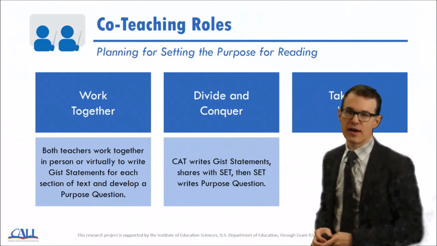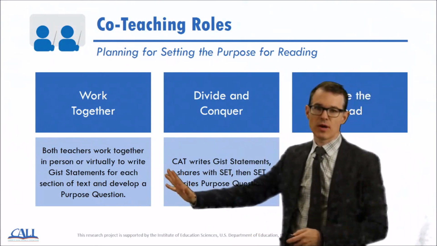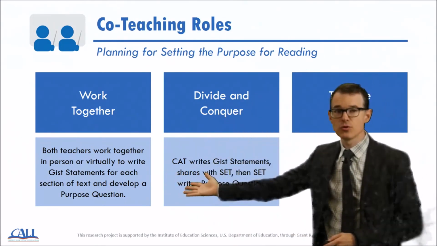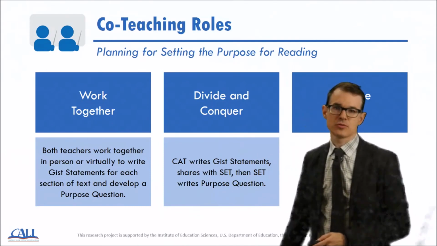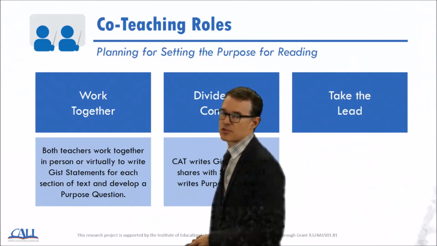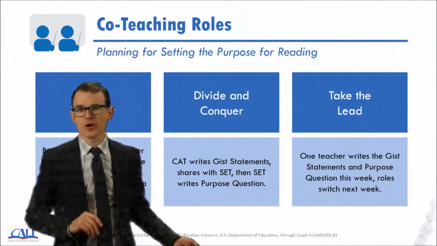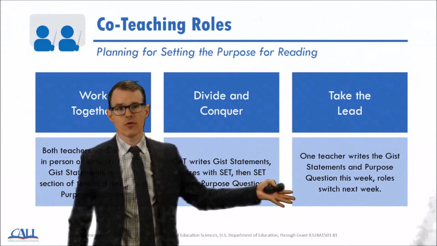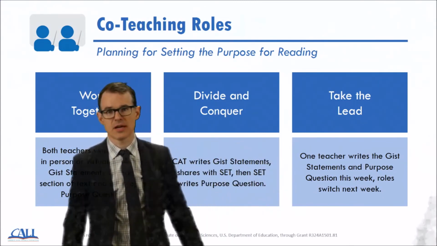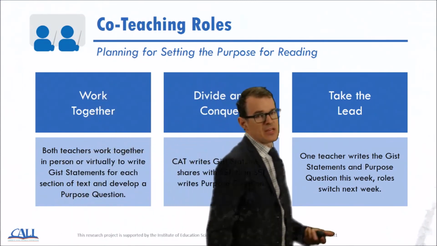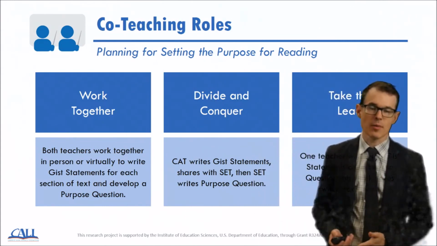Second idea, to divide and conquer: one person writes the gist statements, the other person reviews them, and then writes the purpose question for students, so we divide and conquer. And the third option would be for one person to do all the work for 1 week, and then for the next week, somebody else to do it, to save time. So there are different ways you could do it, and you have to come up with the ones that work for you.